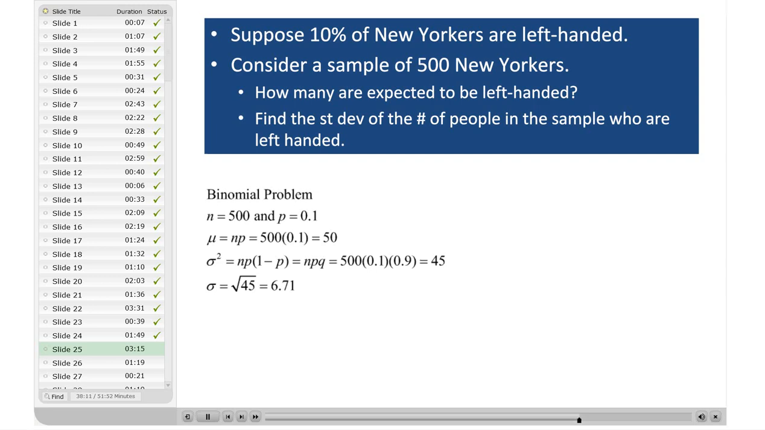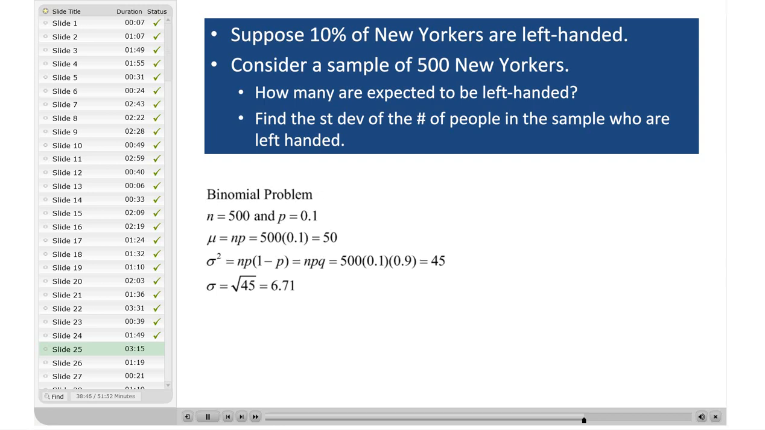So we're interested in left-handedness here. 10% of our population is left-handed, and so p is equal to 10% or 0.1, however you want to look at that. So the first question says, how many are expected to be left-handed? Well, this is just saying what is the expected value or the mean of the number of people in the sample who are left-handed. And we learned a nice formula for this when we were studying the binomial distribution. The mean of a binomial distribution is np. So we can just write mu equals np, multiply 500 by 0.1, and we get 50.